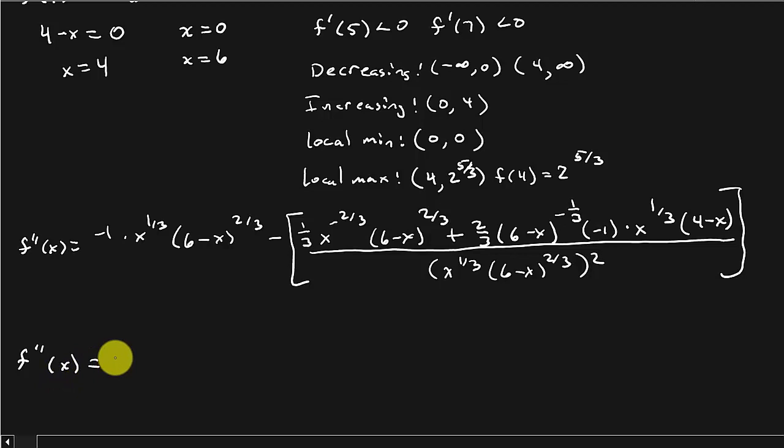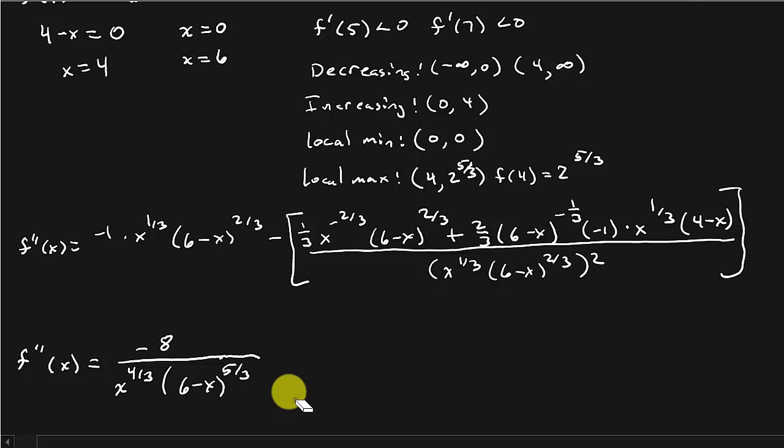But once you do all that, you're going to get -8 over x to the 4/3 times 6 minus x to the 5/3. All right. So that's what you'll get when you calculate the second derivative.